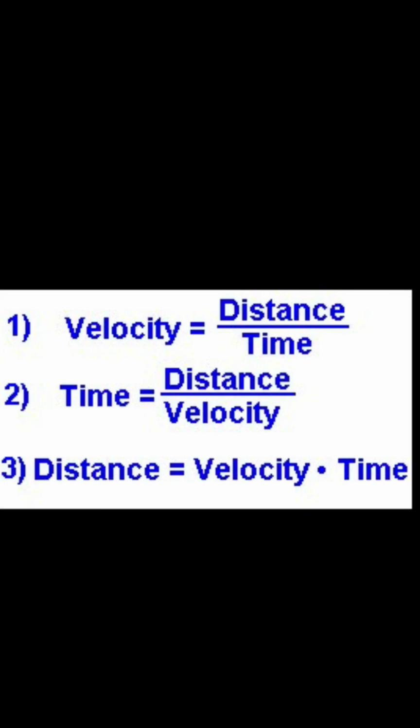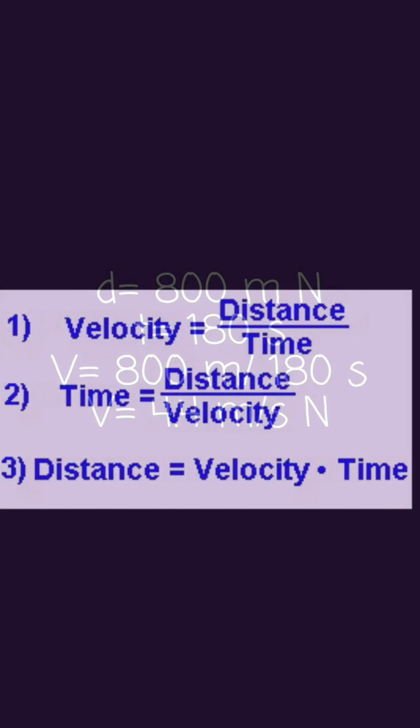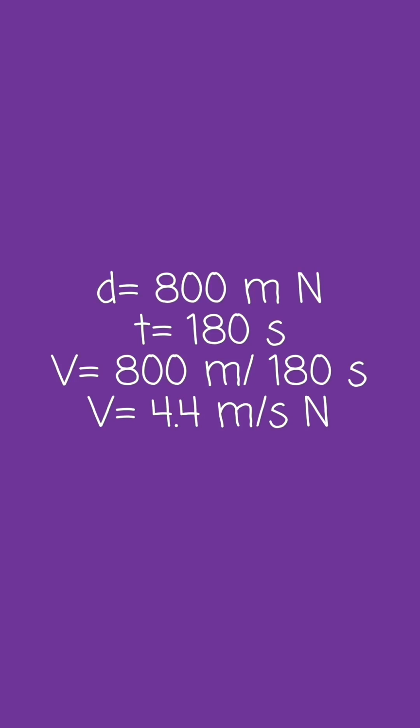The formula for velocity is change in distance over change in time. If someone were to run 800 meters north in 3 minutes, which is 180 seconds, you divide 800 meters by 180 seconds to get a velocity of 4.4 meters per second north.